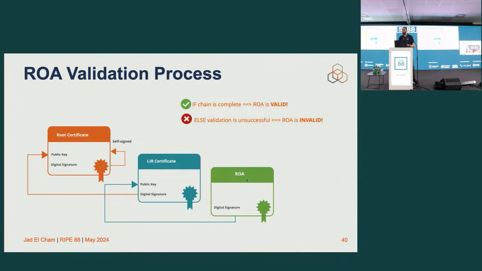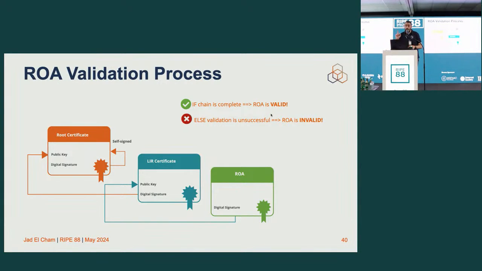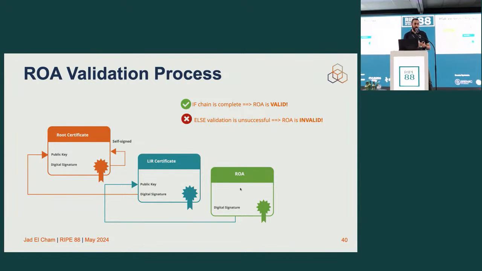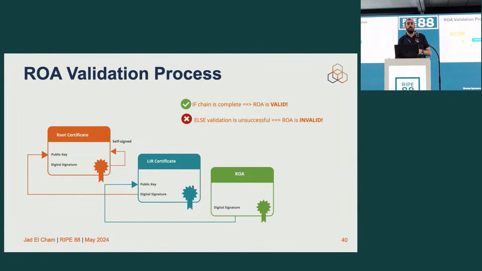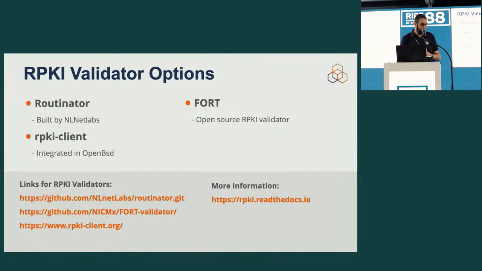So the validator does this for every single ROA out there. And it would come up with an answer. If the chain of validation is okay, then the ROA is valid. We're not talking about the information inside the ROA. We're just saying that the ROA is validly accepted. Now, if something is broken, either the resources don't match between the ROA and the LAR certificate, or the validity of the keys being used for the signature has expired, or some of the digital signatures don't match, then that specific ROA will be marked as invalid.